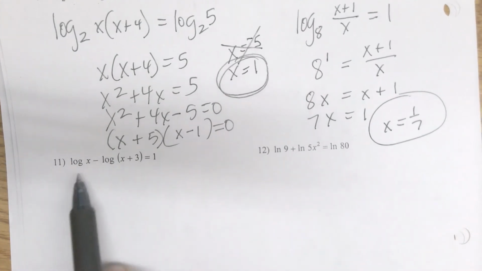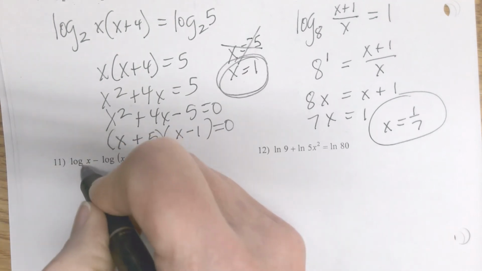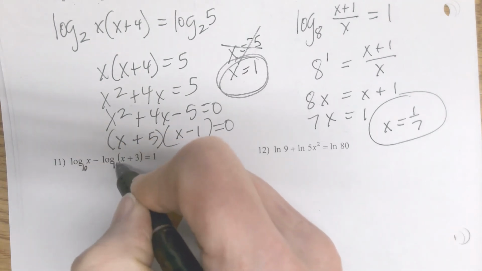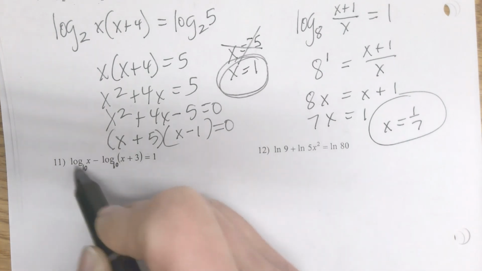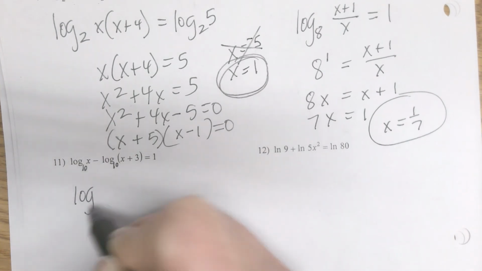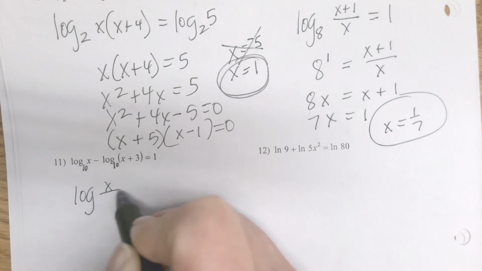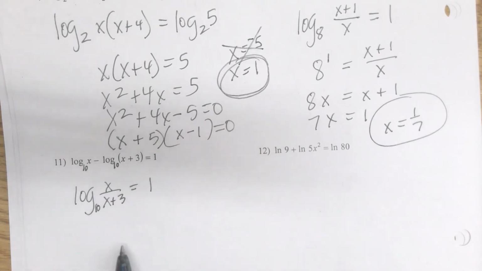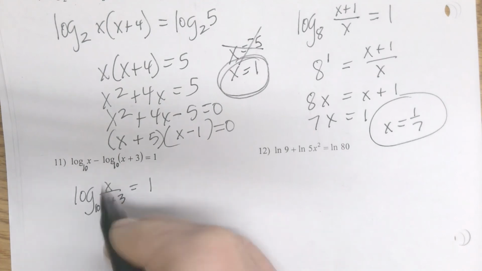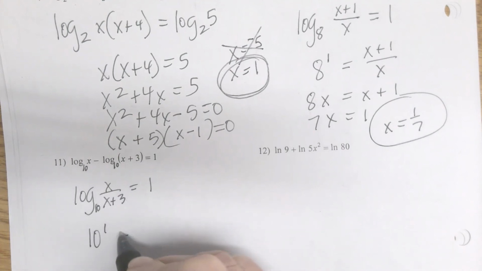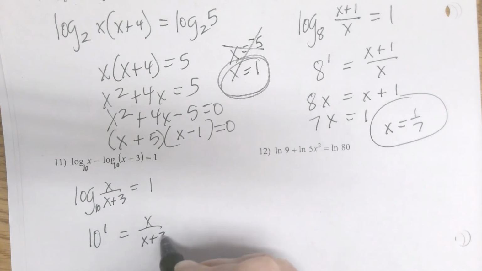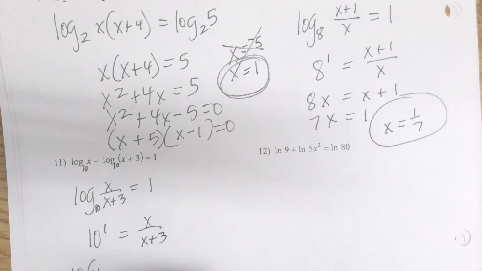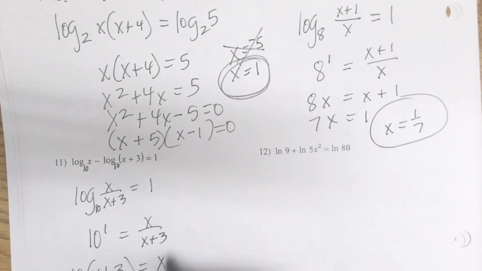Down to my last 2, I've got log. Again, notice I don't have a number on the bottom, so remember I know that this is log base 10. And so I'm going to rewrite this as the log of x over x plus 3 equals 1. Again, it's log base 10. I only have a log on one side, so I do 10 to the first power equals x over x plus 3. So 10 times x plus 3 equals x.